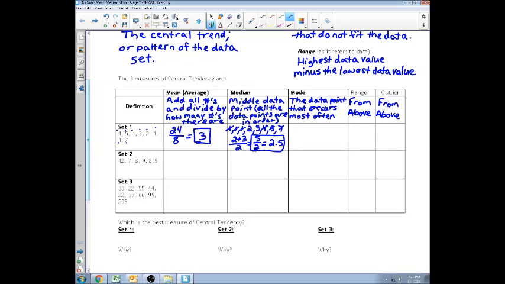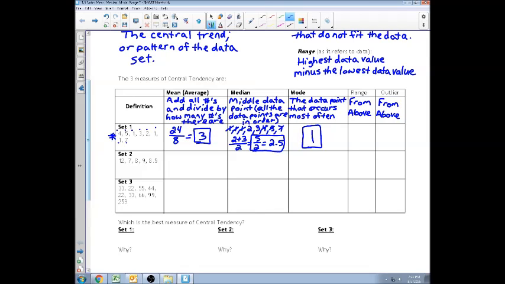The mode is the number that occurs most often. If you look back over here at set number 1, I have the number 1 showing up how many times? 3 times. No other number repeats. So the mode is just going to be the number 1. It is simple as that.